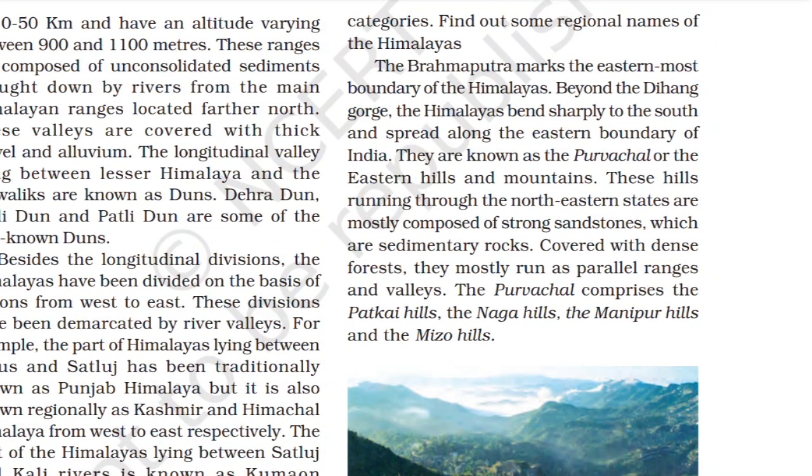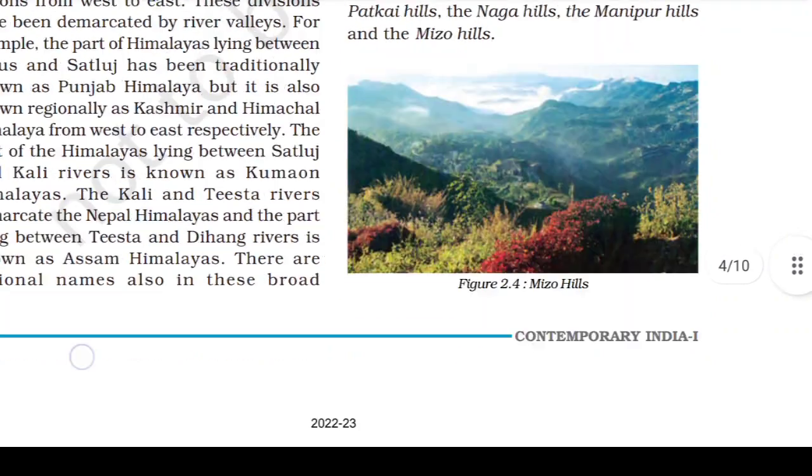The Brahmaputra marks the easternmost boundary of the Himalayas. Beyond the Dihang Gorge, the Himalayas bend sharply to the south and spread along the eastern boundary of India. They are also known as Purvanchal or Eastern Hills and Mountains. These hills running through the northeastern states are mostly composed of strong sandstones, which are sedimentary rocks. Covered with dense forest, they run as parallel ranges and valleys. The Purvanchal comprises the Patkai Hills, the Naga Hills, the Manipur Hills, and the Mizo Hills.